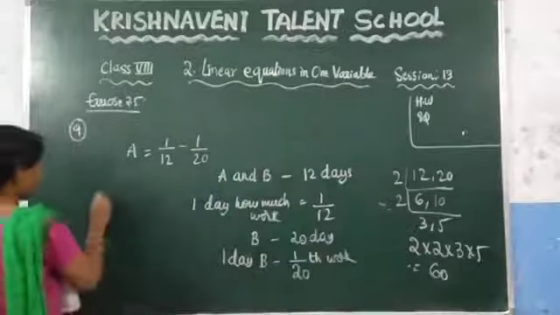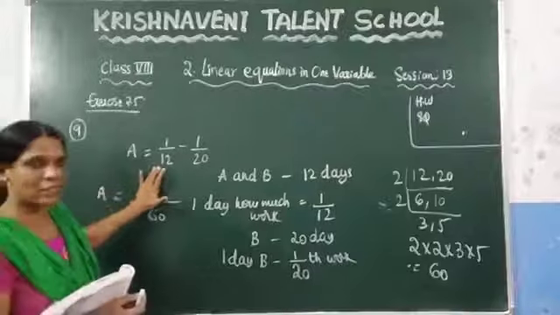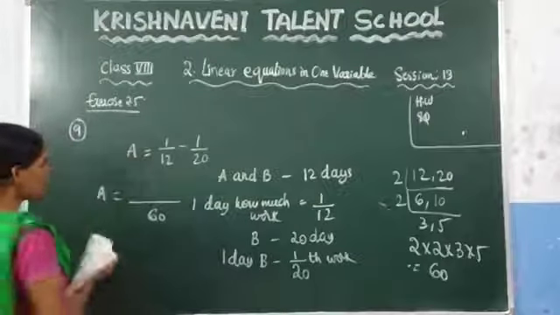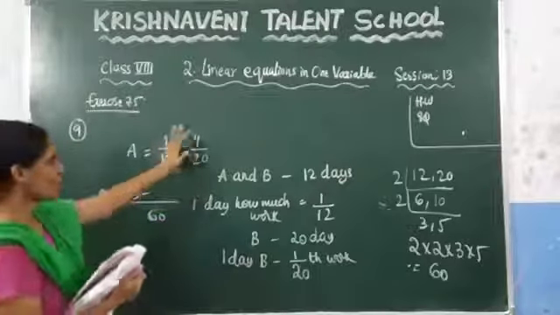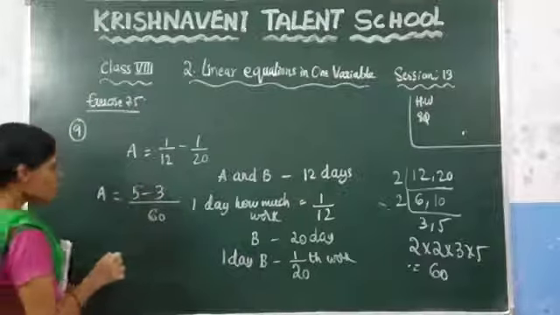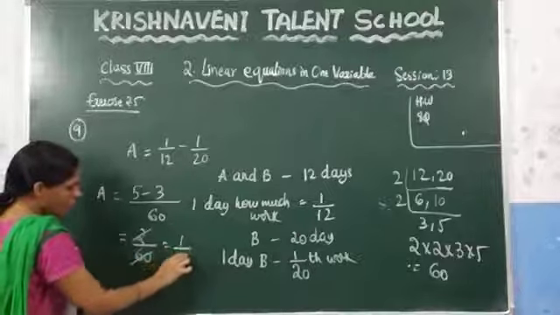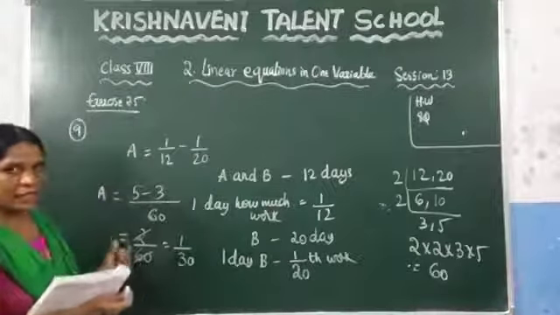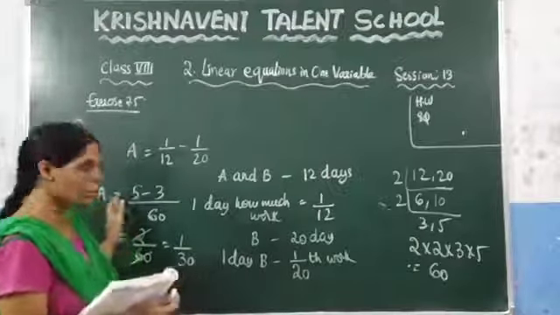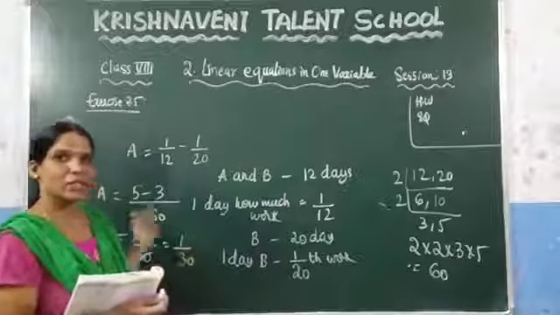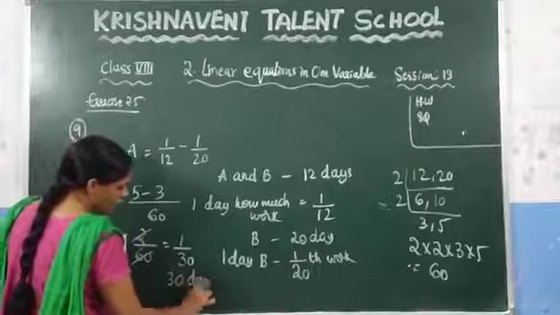Now write it here: the LCM is equal to 60. In the 12 table, you will get 60 with 12 fives are 60. So multiply with 5, you will get 5. And after that, in the 20 table you will get 3 times. So multiply with 3, you will get 3. So what you got is 2/60, which gives you 1/30. So in one day A alone can do 1/30th of the work. So how many days will he take to complete the whole work? Just write the reciprocal, which is 30 days.